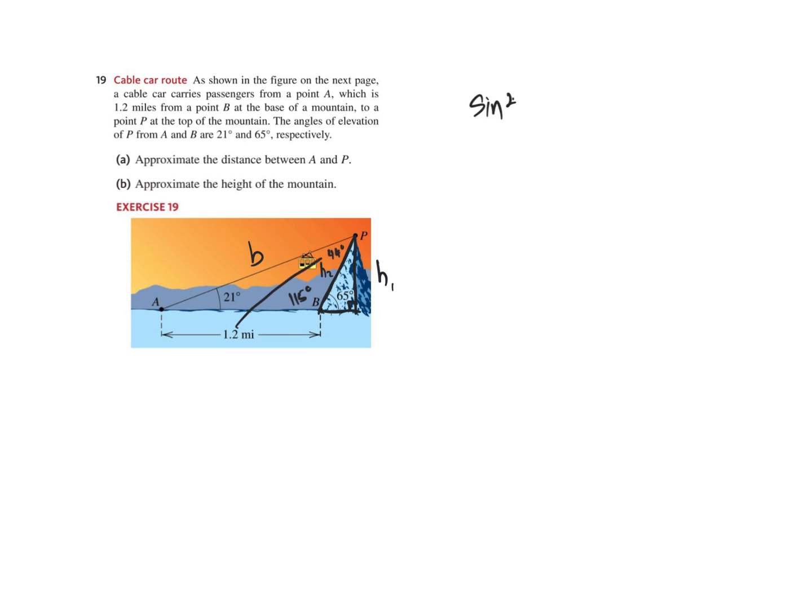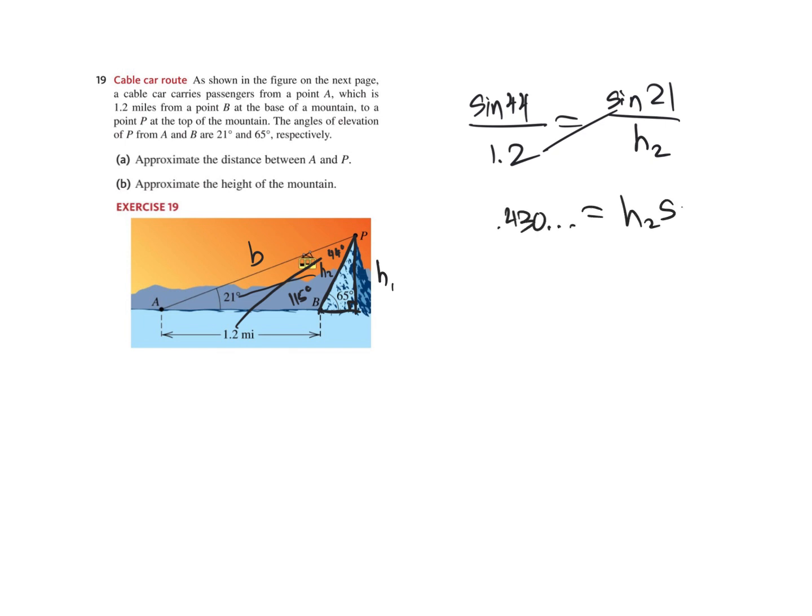And now we have our first part of our ratio. The sine of 44 is to 1.2 as, and again we need to get H sub 2, so that would be the sine of 21 is to H sub 2. So 1.2 times the sine of 21 is 0.430 and so on, equal to H sub 2 times the sine of 44. So now we have to divide that by the sine of 44, and we get H sub 2 to be 0.62, and this is miles, okay? 0.62 miles.